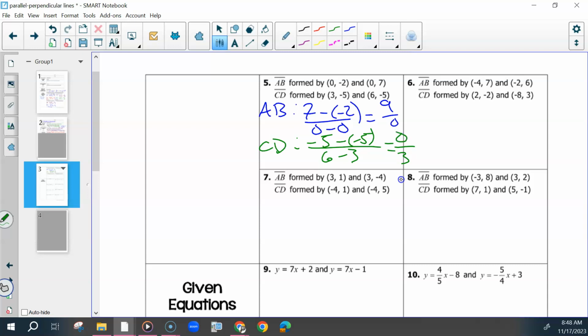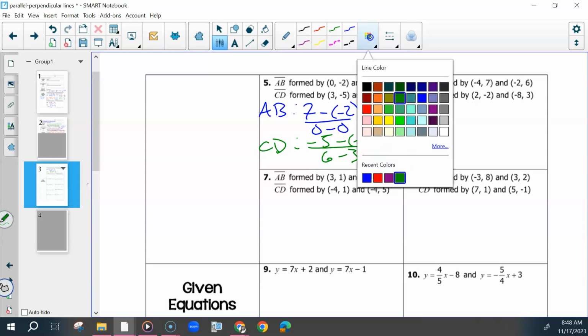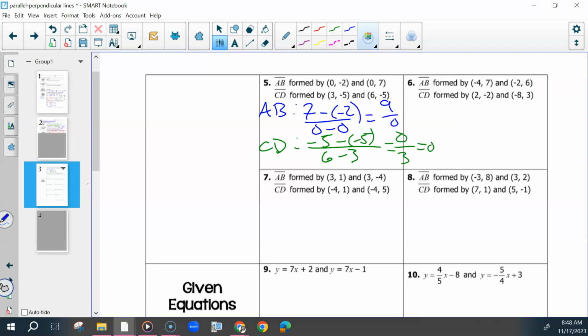Right now, looking at the slopes, what would you say? Parallel, perpendicular, neither? Okay. But 0 divided by 3 is what? 0. 9 divided by 0 is what? Undefined. So would these be parallel, perpendicular, or neither? Perpendicular. They're not the same, so they couldn't be parallel.